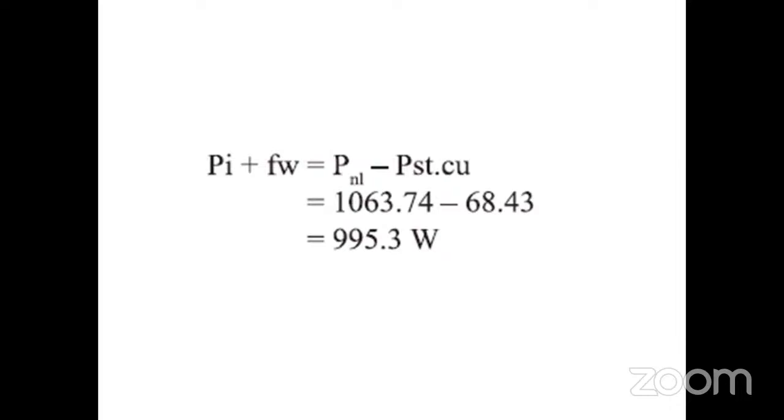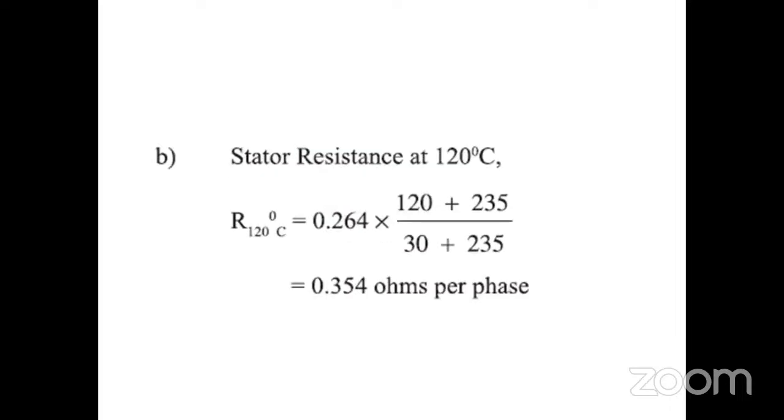So we have to add all these things from the no load power loss they have given in the data itself. That is 1063.74 minus the copper loss. The copper loss we just found in the previous step, sir, 68.43. So 1063.74 minus 68.43 gives us 993.3 watts. This is what, sir? Iron and windage loss.